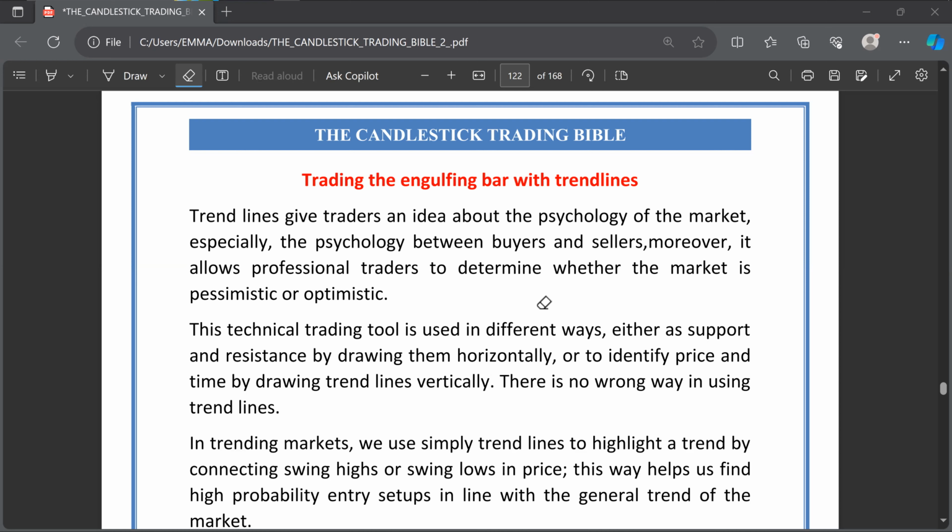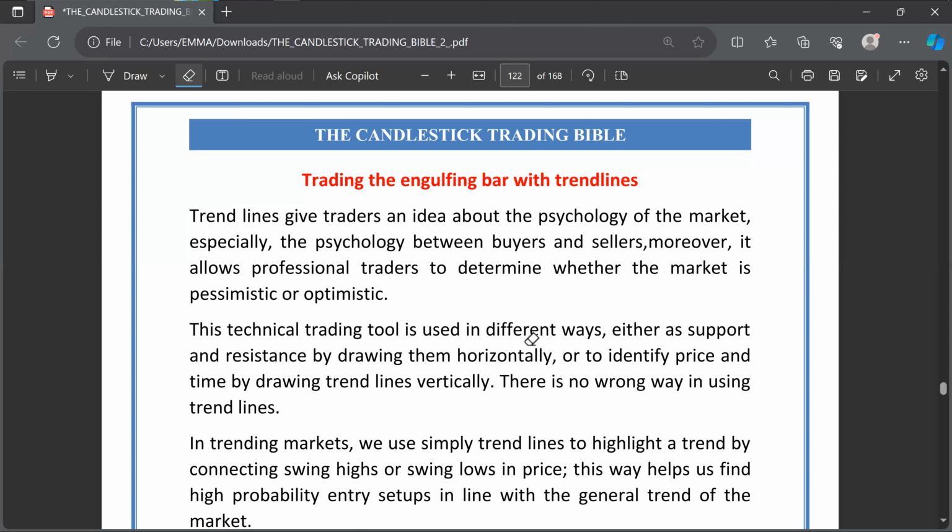this video. So that is now, trend lines give traders an idea about the psychology of the market, especially the psychology between buyers and sellers. So when you say the psychology, what is actually happening? Their reactions, the fight between them, who takes over, and which pressure, which kind of money, amount of money went into the market for that particular trade. So that's what it means by psychology. The psychology between buyers and sellers, moreover, it allows professional traders to determine whether the market is pessimistic or optimistic, whether you can be hopeful about it or we can't be hopeful.